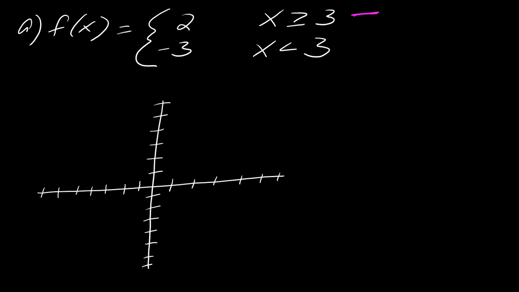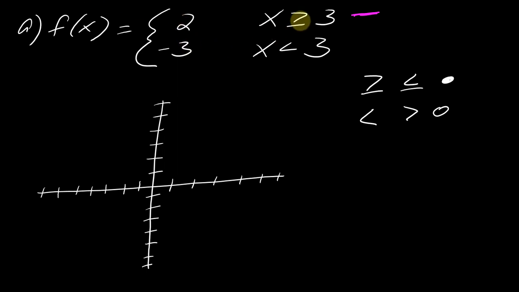So I'm going to use the pink color for the 2. Basically what this is saying is that we're going to have the constant function of 2 for all x's greater than or equal to 3. Now, rule of thumb here. Greater than or equal to or less than or equal to means that the point is included, so use a closed dot. And then less than or greater than, that means that at that point you use an open dot. Okay, so that's your first reminder.